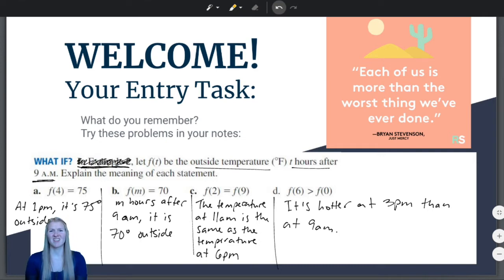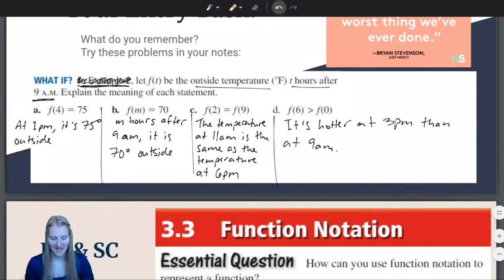Okay, and that makes sense. It makes sense that it would be hotter at 3 p.m. than it would be in the morning. In the morning, the sun hasn't quite come out yet. Okay, there you go. That is a nice little review from yesterday. Now, let's move on to what we have for today.